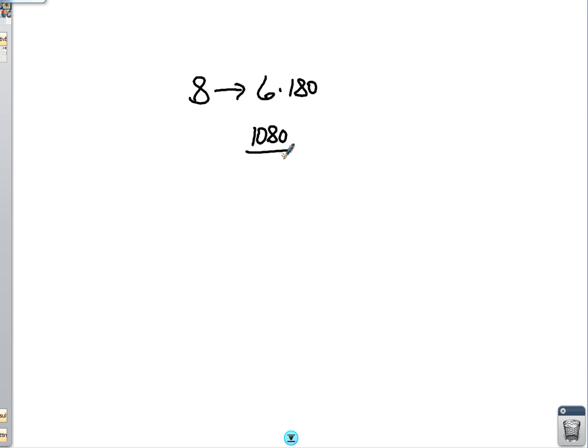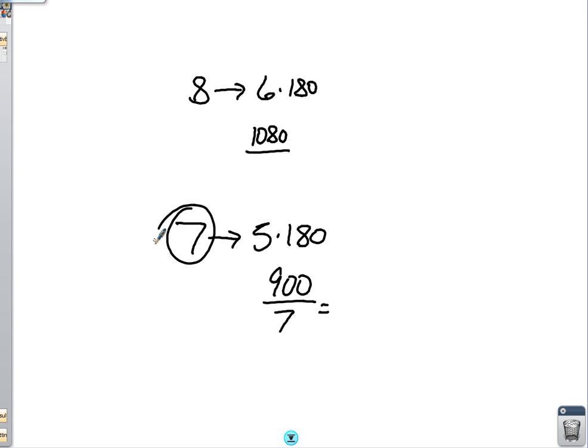Number 20 says each interior angle, that was B, each interior angle of a regular heptagon. 7 sides, 5 triangles. 900 total degrees, and there are 7 different angles. So each interior angle, 7 will go into 90, 12 times with 6 left over. 7 into 60 goes 8 times, that's 56 with 4 left over. 7 into 40 goes 5 times, that's 35 with 5 left over. 7 into 50 goes 7 times with 1 left over. So something like that.